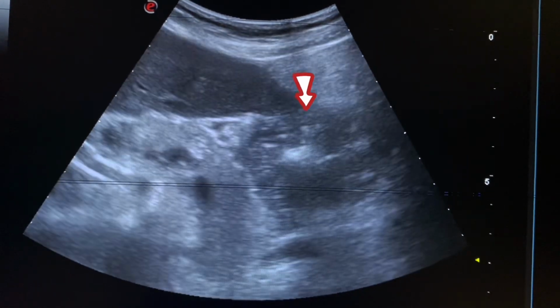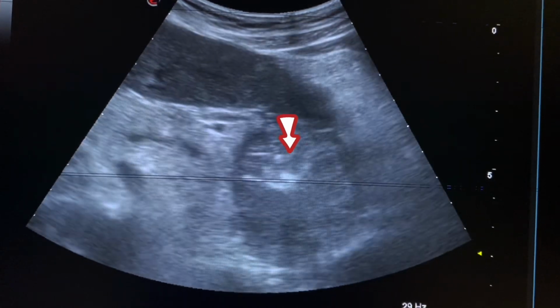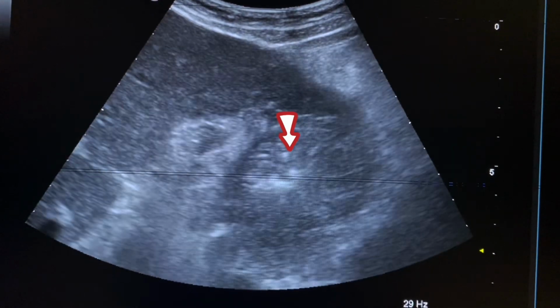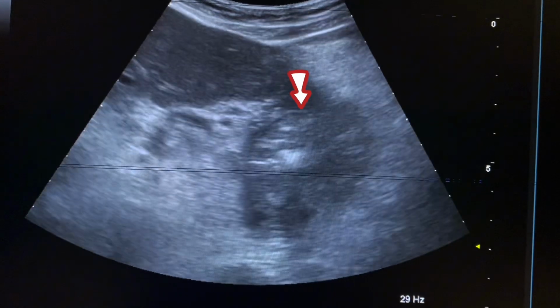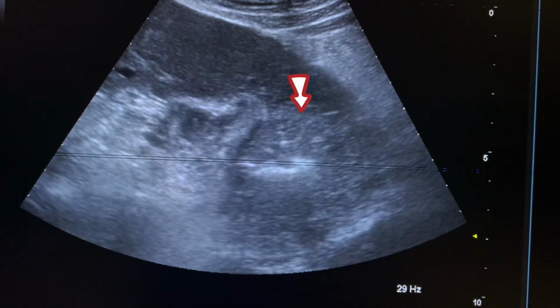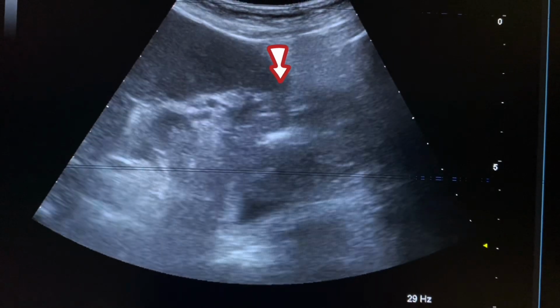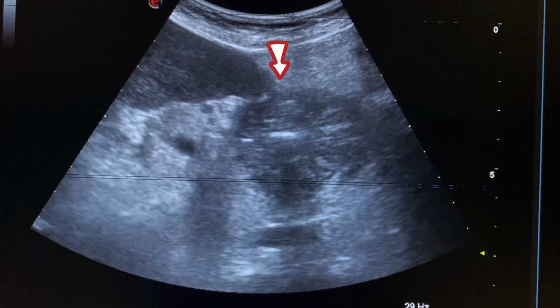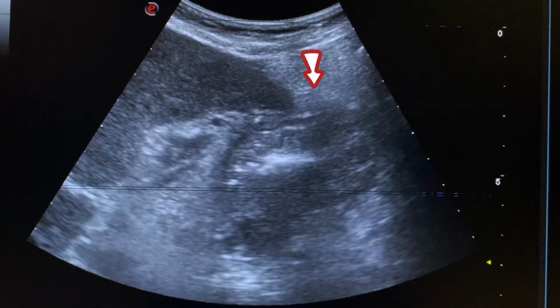Here we see the duodenum, and these are gases in the duodenum and food particles. The walls of the duodenum are not visualized and appear to be normal.